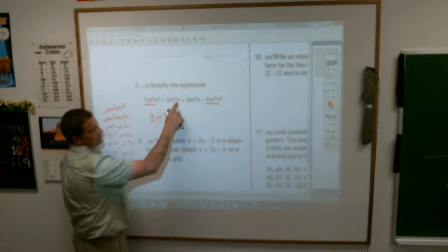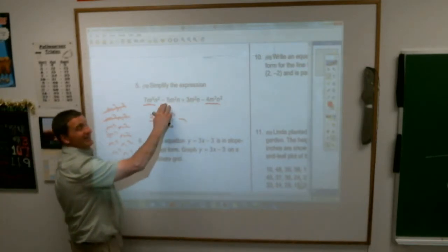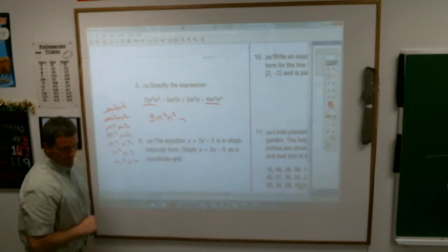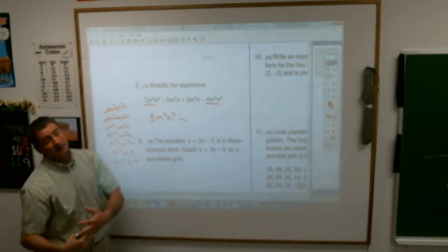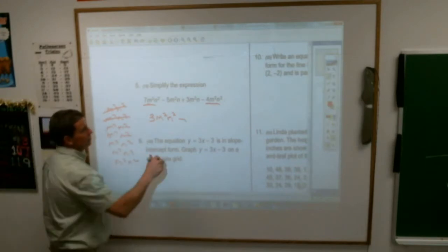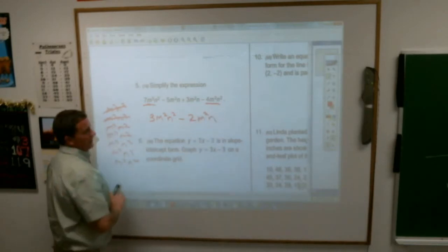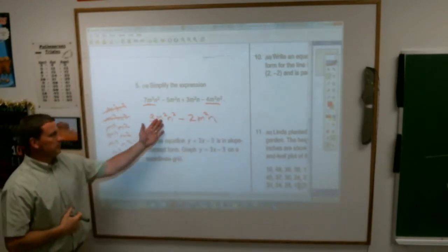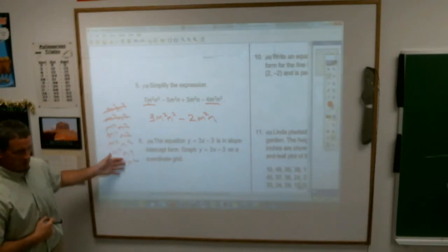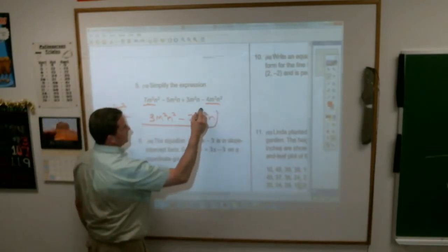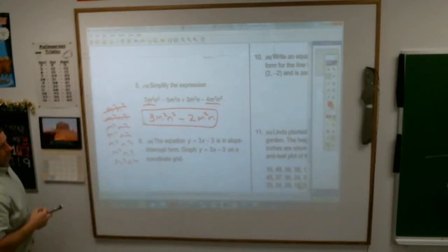Then I have m squared m. I have a negative 5 of them, and I have a plus of 3 of them. So if I start with 3 and I take 5 away, I'm going to end up in the hole by 2 of them. Their exponents and their letters don't change, the variables don't change. Just because I took some away doesn't make it m fours or m sixes. They stay the same.